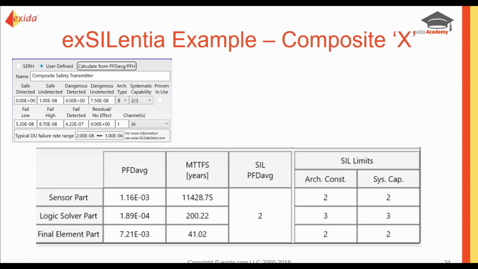So you can see up in the top corner, instead of picking a device, now we're going to do user defined, and you're going to add your own data in. You're going to add those numbers straight from the composite numbers that we just calculated. Add them for your fail low, fail high, fail detected, dangerous undetected, and safe undetected failure rates. And then all of a sudden you can see we are back to a SIL 2.